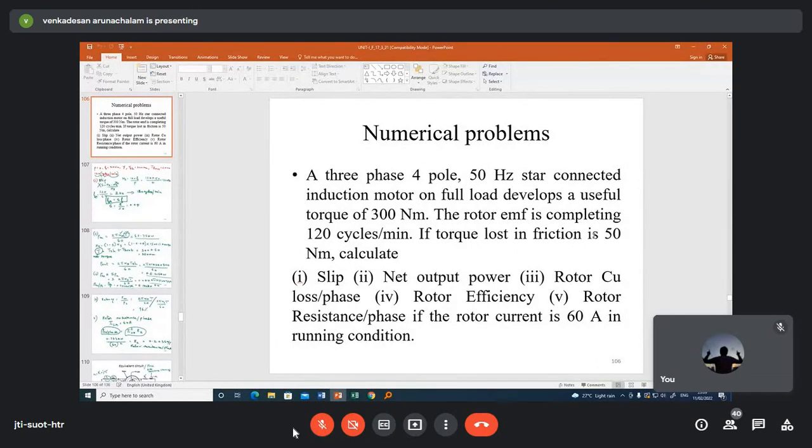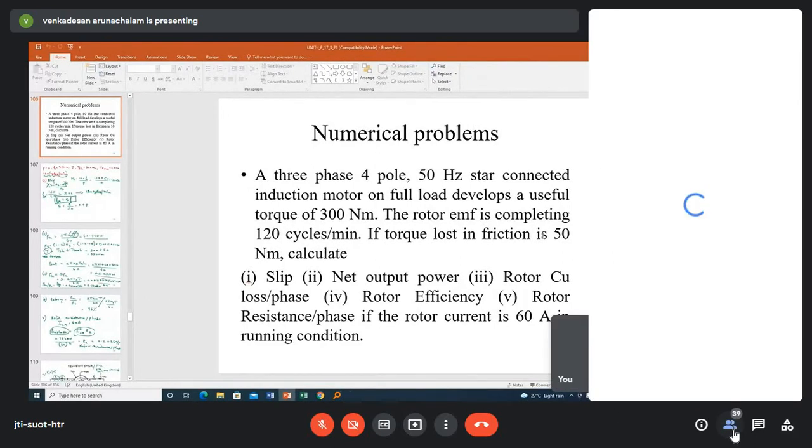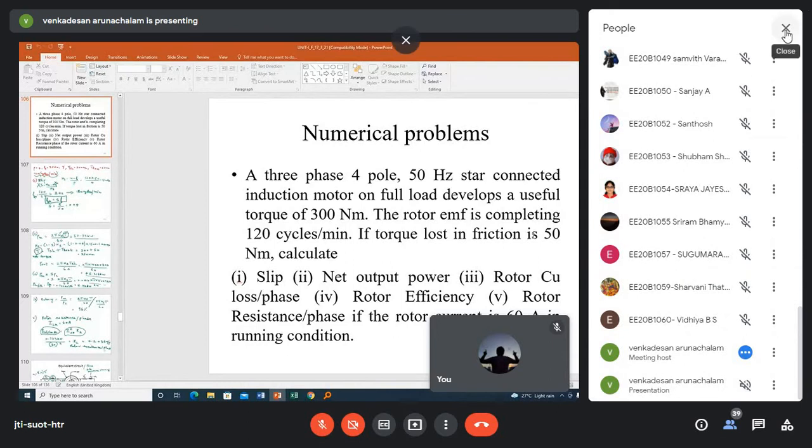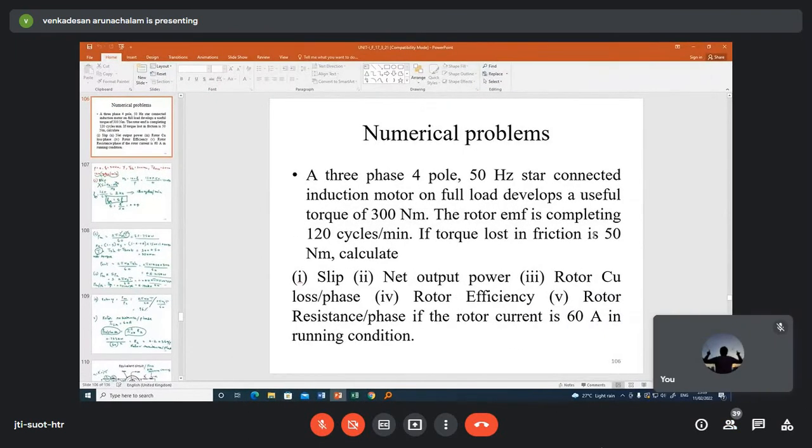The rotor EMF is completing 120 cycles per minute. If torque loss in friction is 50 Newton meter, calculate slip, net output power, rotor copper loss per phase, rotor efficiency, rotor resistance per phase if the rotor current is 60 ampere in running condition.